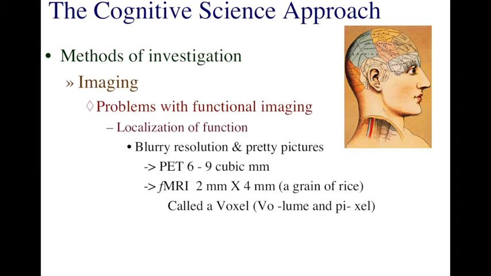We call this area a voxel. This is the volume of brain that we're measuring, and it's like a pixel. Pixels are the dots that make up your computer screen. When you put volume and pixel together, you get the word voxel. So these small grain-sized areas of the brain that we're measuring, we call a voxel.